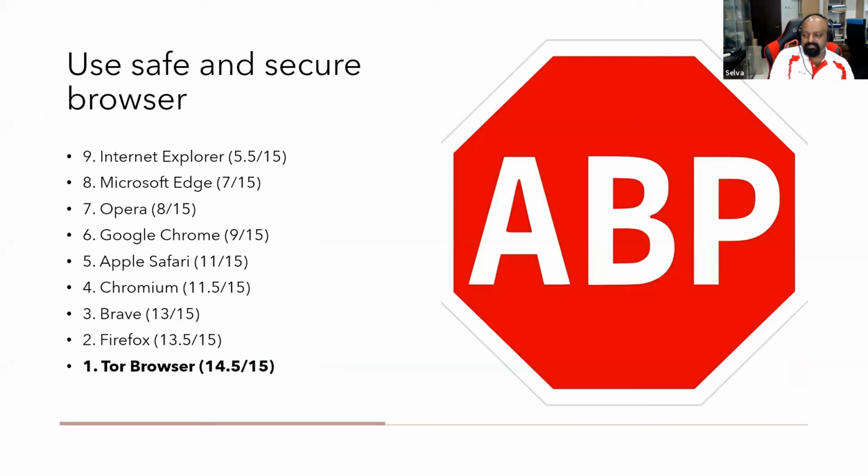Use a safe and secure browser. If you want to be most anonymous, Tor browser is the best, but which would be the most secure browser? Any idea? Number one, Tor browser is most private. From two to nine, which one is the most secure browser? Yep. Firefox is the most secure browser out there.